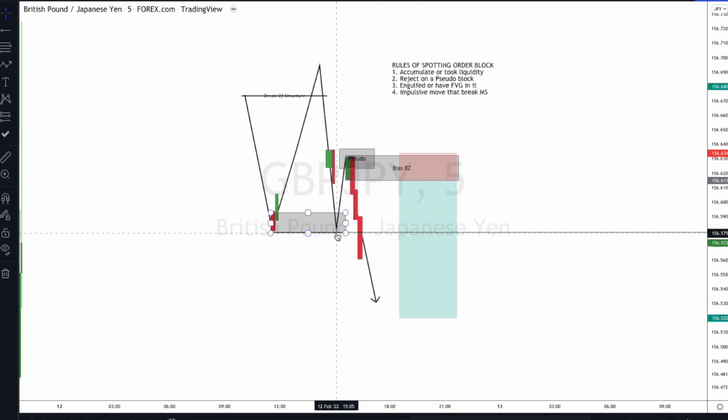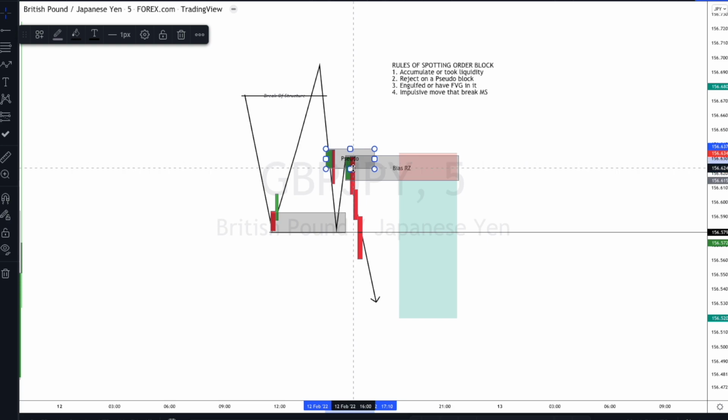Most of the time, if price now retraces back and the retracement hits another OB here, this particular OB that I've marked, I titled that pseudo OB, pseudo order block.